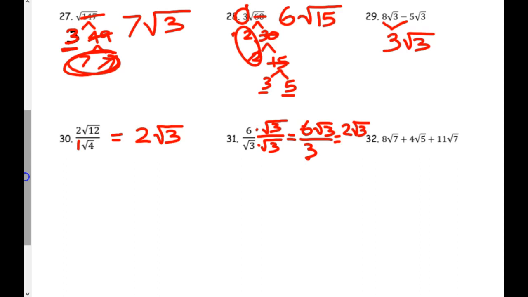32, can I add these up? Well, I can add up the square root of 7 and the square root of 7, right? So what's 8 plus 11? 19 square root of 7. Remember, the square root stays the same when you're adding. And then the different one, just bring it down. Plus 4 square root of 5. That's it. Can't do anything more to that.